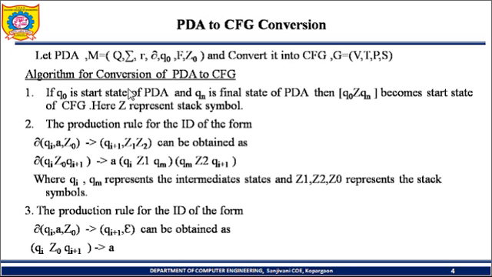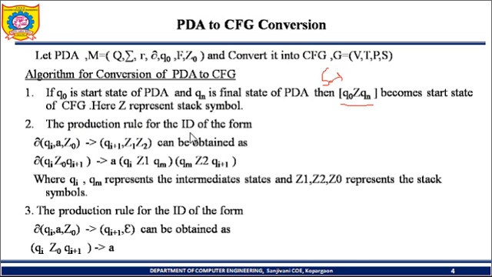So, the algorithm for conversion of PDA to CFG. If Q0 is the start state of the PDA and Qn is the final state of the PDA, then the equivalent starting symbol of the grammar is S tends to Q0 Z Q1, ..., Q0 Z Qn, where Z represents the stack symbol, and this becomes the starting symbol of the CFG.